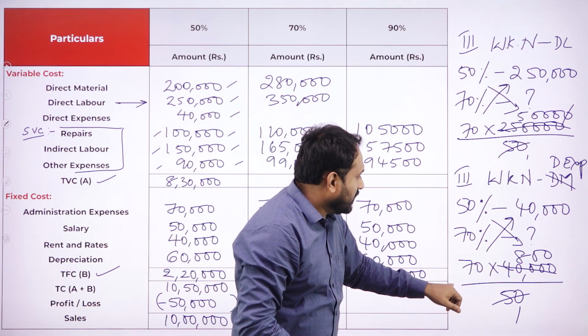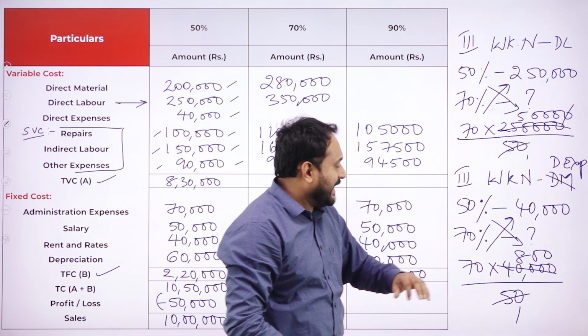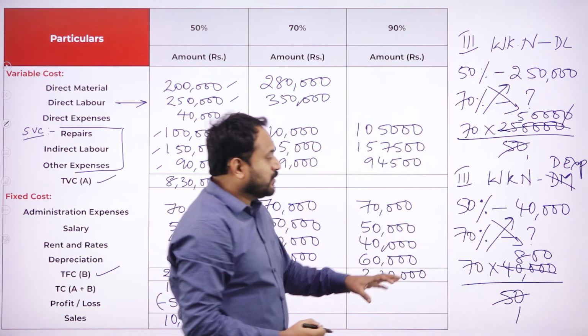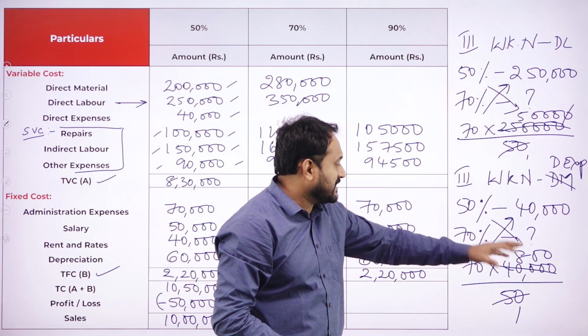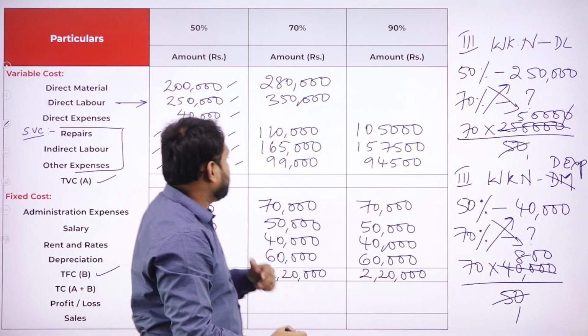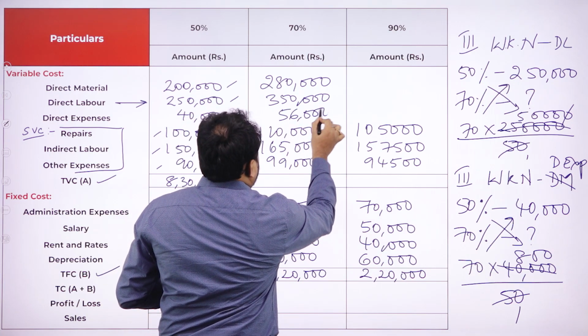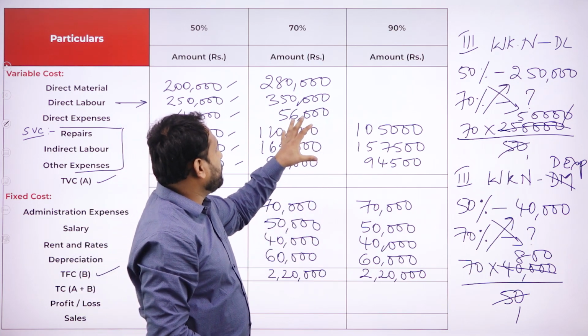Now we have 70 into 8. 7 8s is so we have 70 into 800. That is 7 8s is 56. Now that means 56,000. So we will write here 56,000. Done. So we got 56,000.